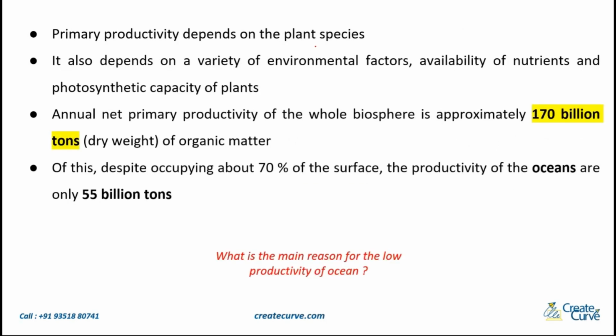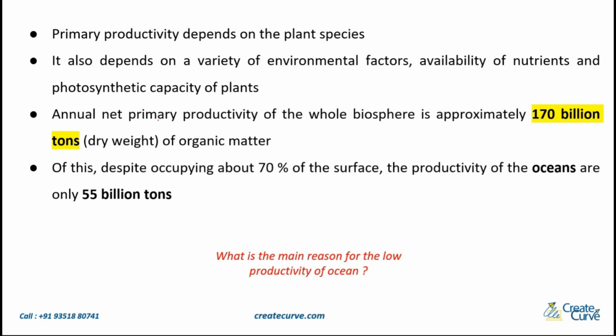Productivity depends on the plant species. Depending on what kind of plants you have, the productivity is going to change, depending on how much photosynthesis they are able to carry out. Again, it's not only dependent on the plant species, it also depends on a variety of other environmental factors: the temperature, whether the temperature is suitable, what about the nutrients that are required, the availability of nutrients, and the basic photosynthetic capacity of plants. All of this is going to alter the productivity of the plant species.